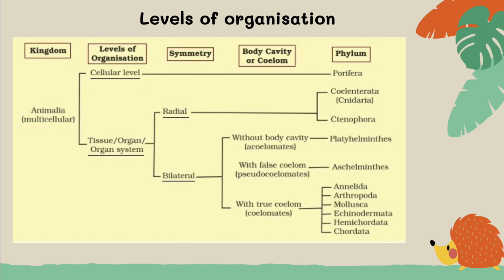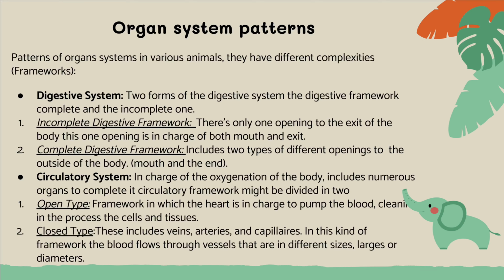In the next slide, you can see a map for a visual understanding, like a resume or summary of the theme. Organ system patterns: patterns of organ systems in various animals. They have different complexities. For example, we have the digestive system. Two forms of digestive systems are the incomplete digestive framework and the complete digestive framework. The incomplete one is the one that only has one exit to the body. This is in charge of both mouth and exit. Then we have the complete digestive framework, which includes two different openings to the outside of the body, the mouth and the end.